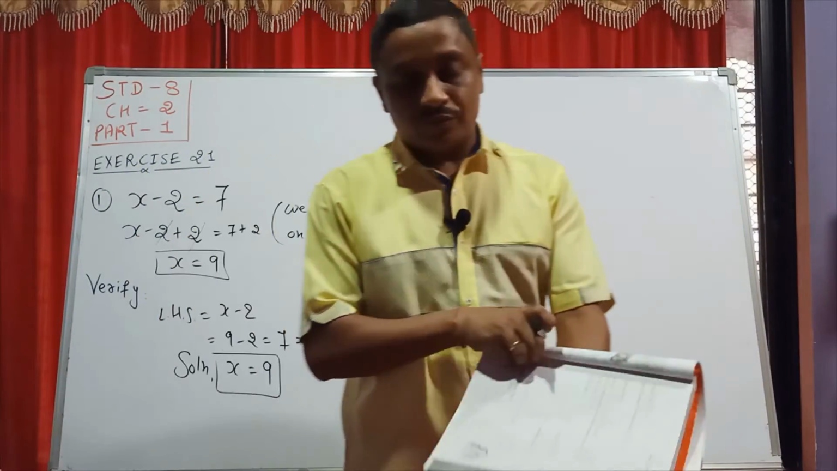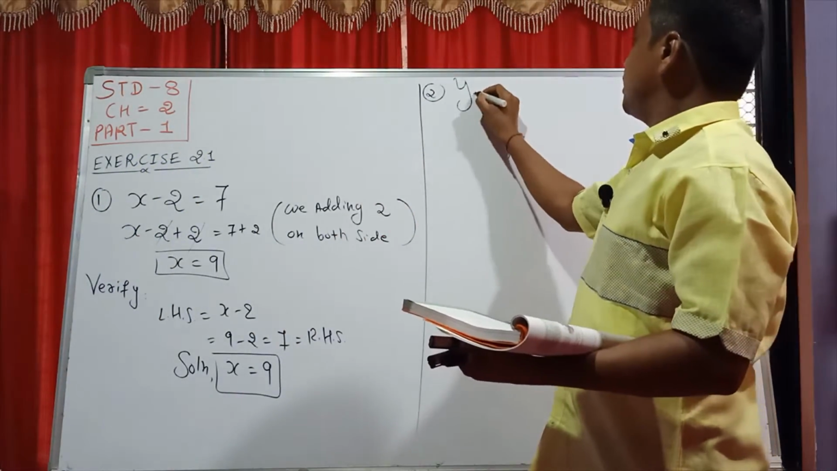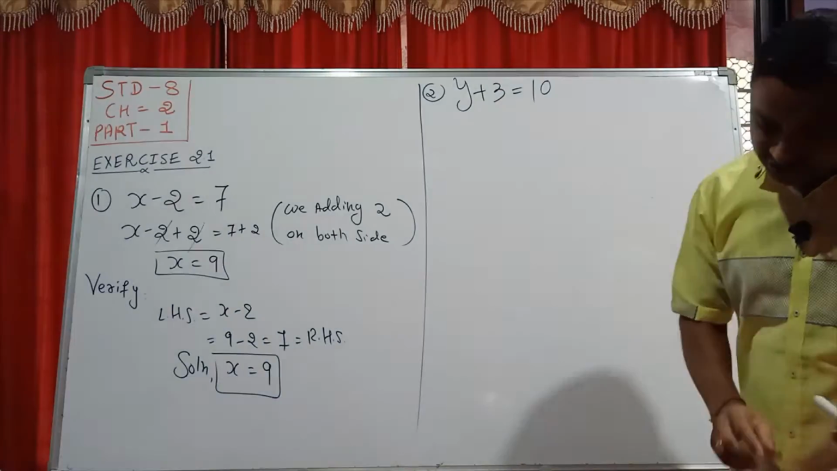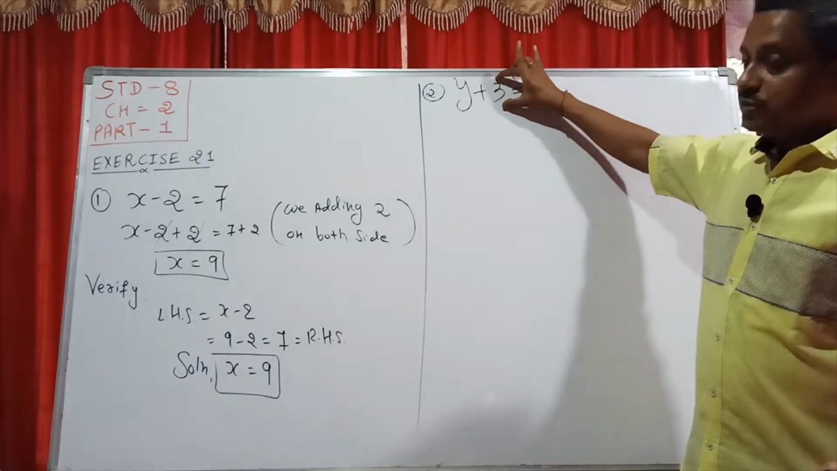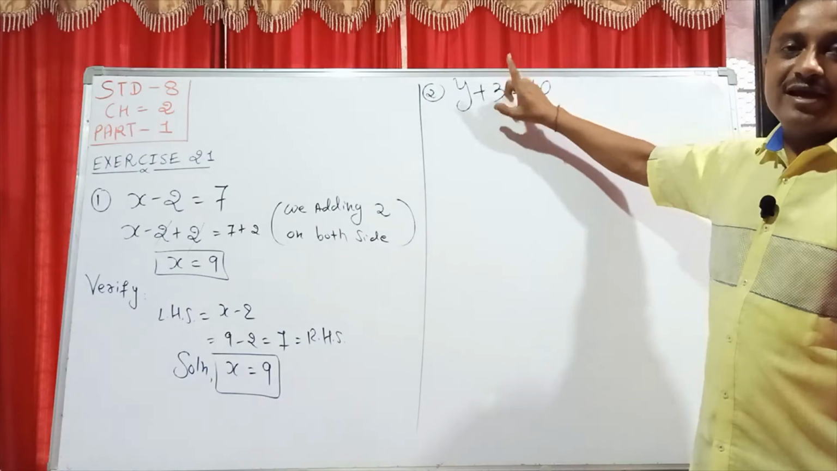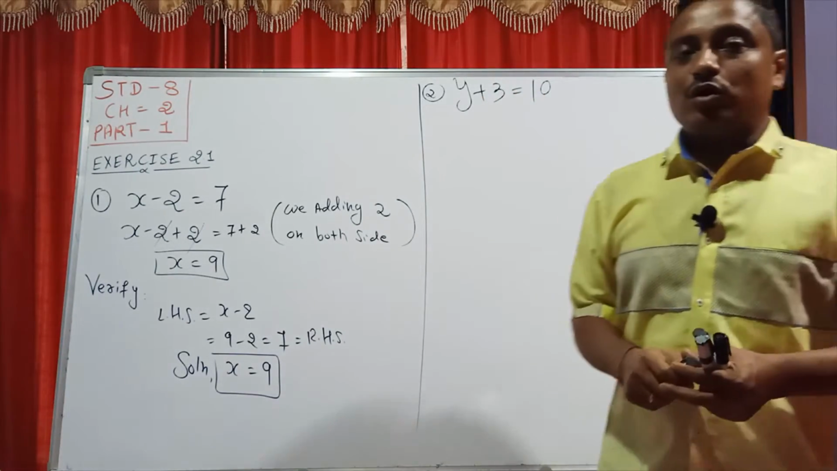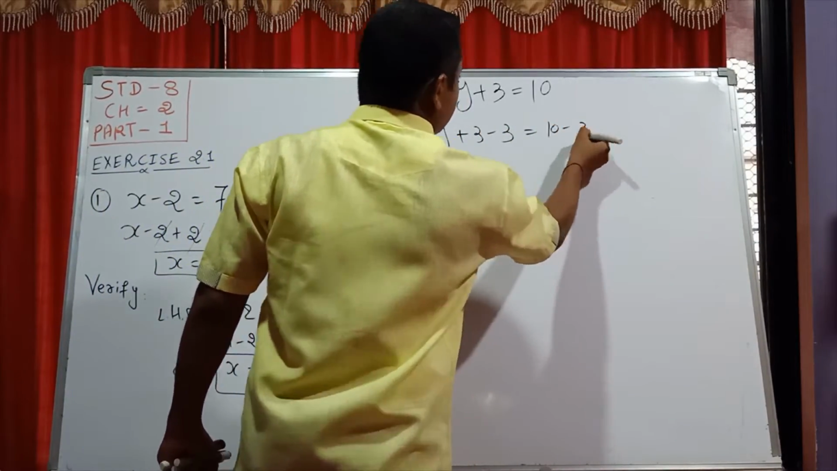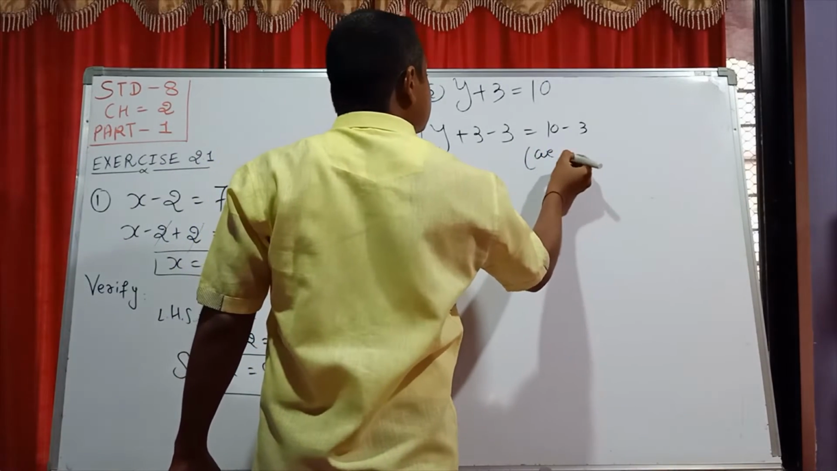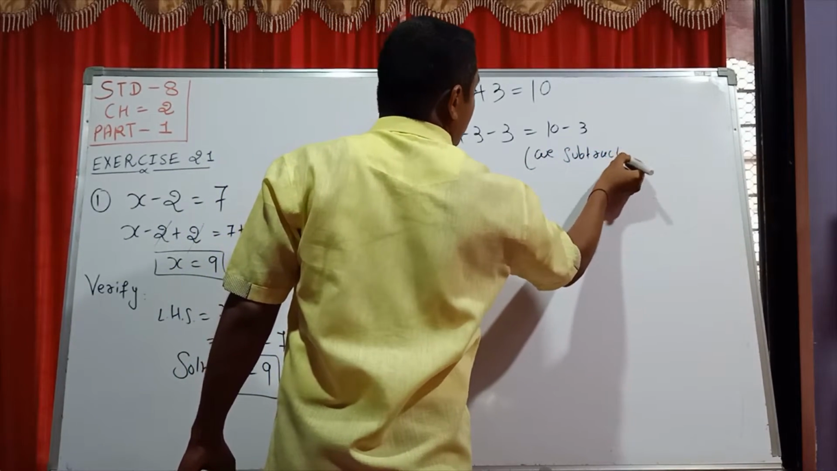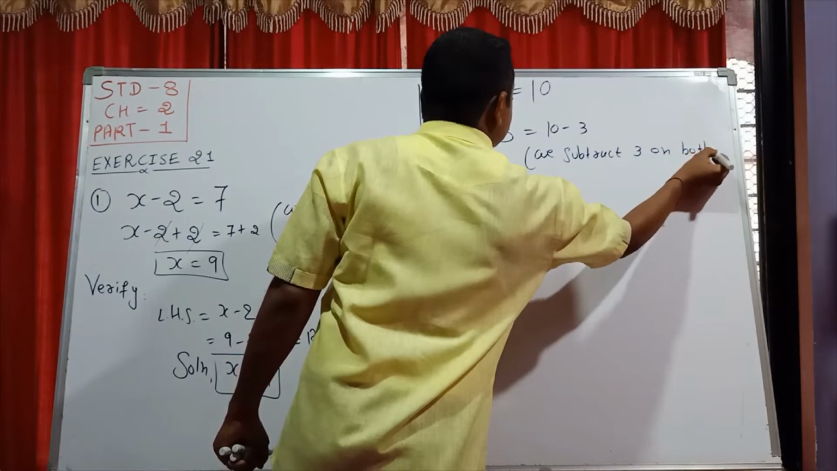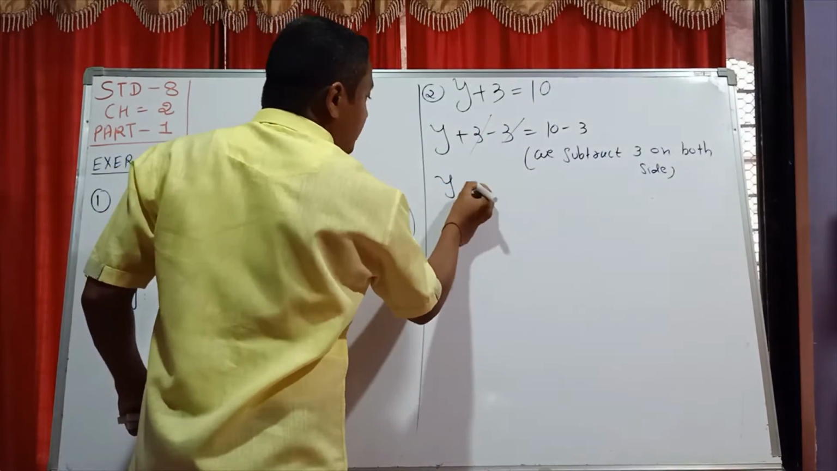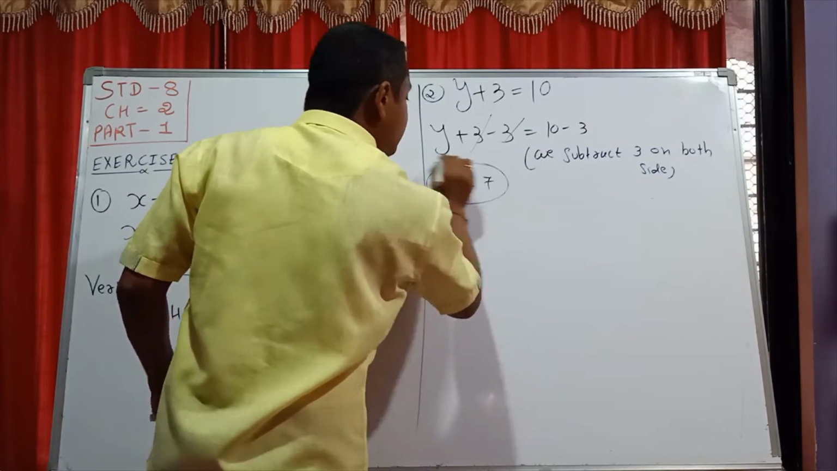Now what is question 2? Our question 2 is y plus 3 is equal to 10. Yes, this numerical is also very easy, students. y plus 3 equal to 10. First I remove this plus 3. So what do you do? Yes, subtract 3 on both sides. So y plus 3 minus 3, 10 minus 3. That way we go. So finally, students, this and that cancel. y is equal to 10 minus 3, which is 7.